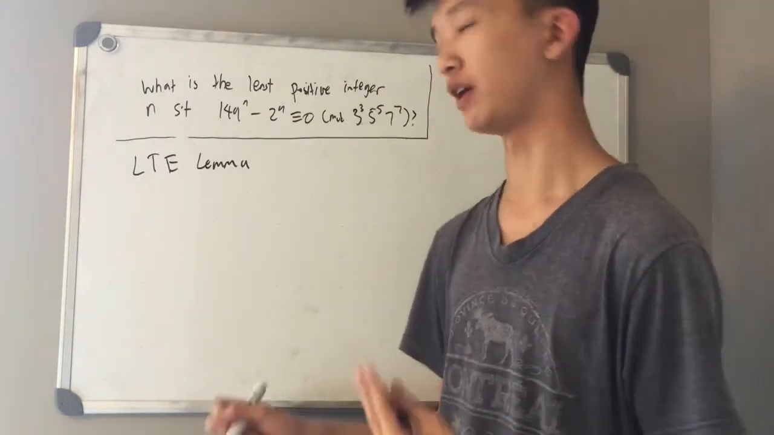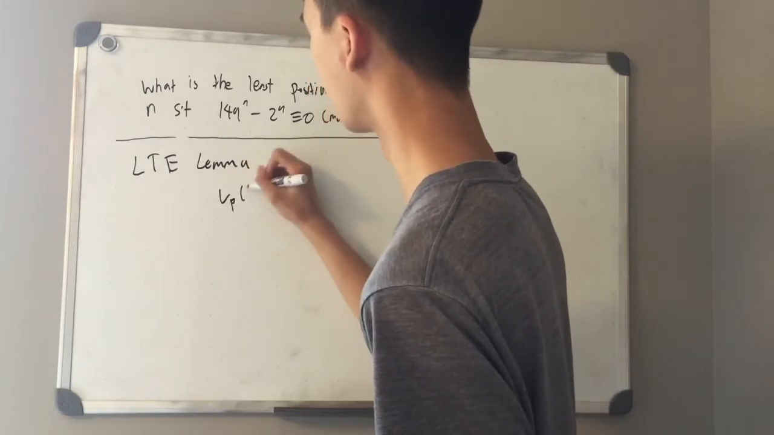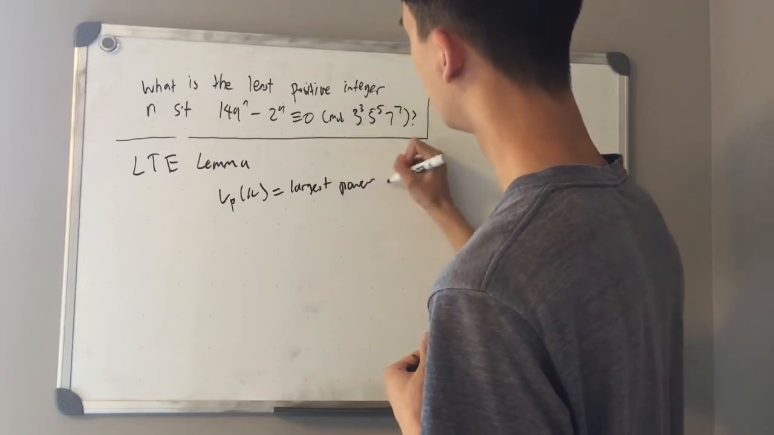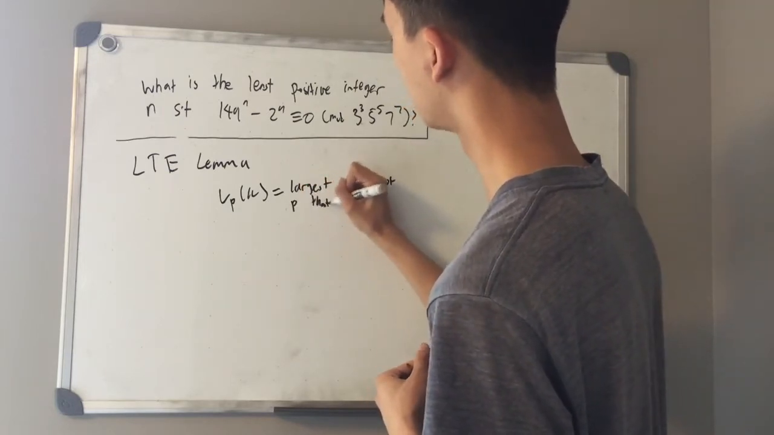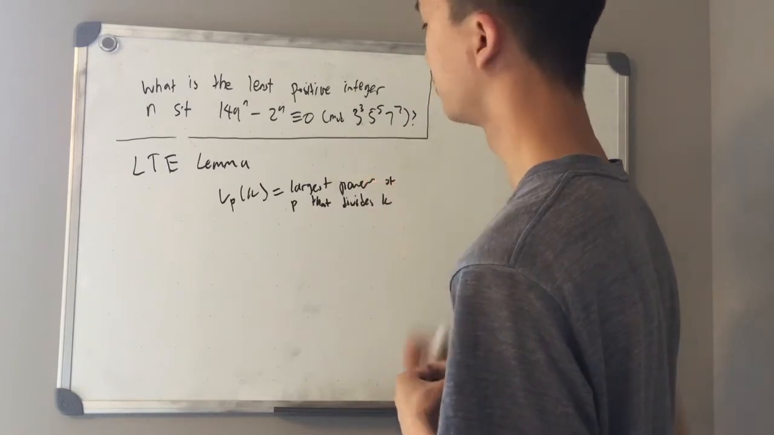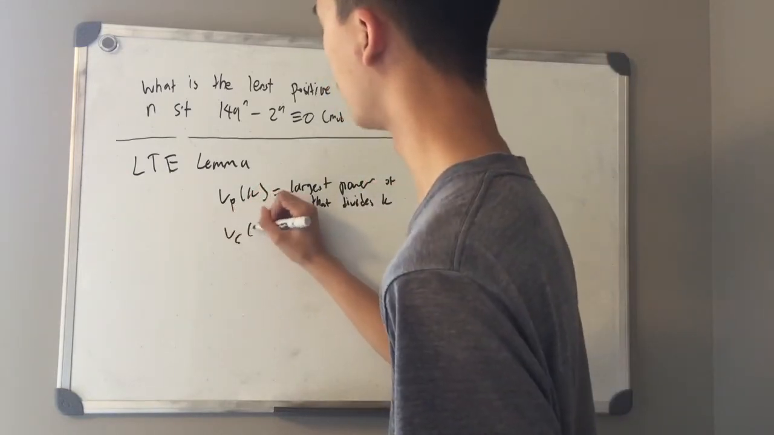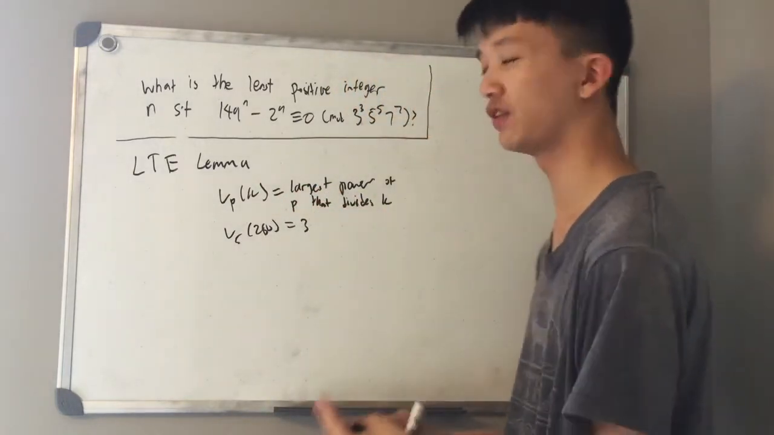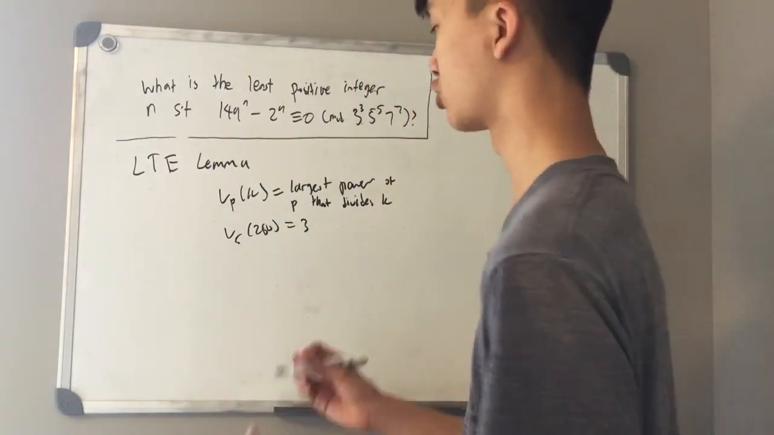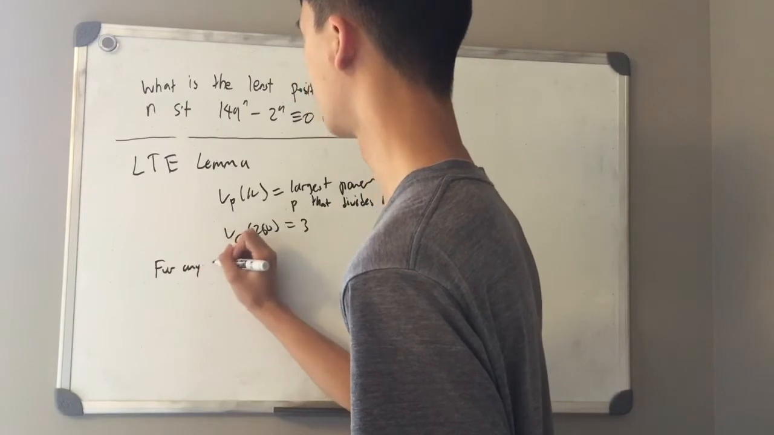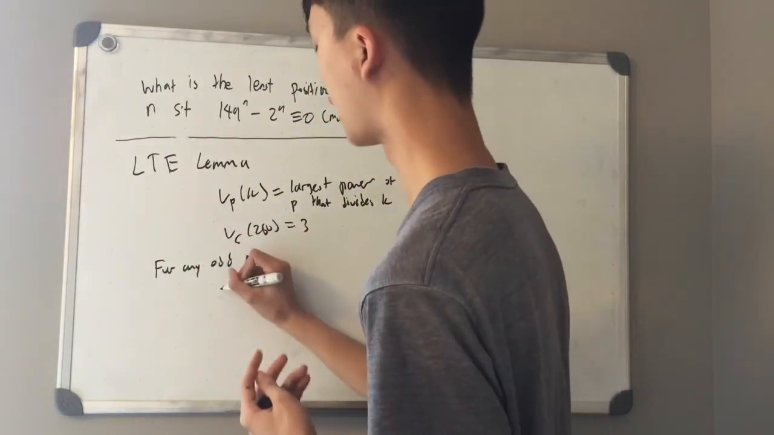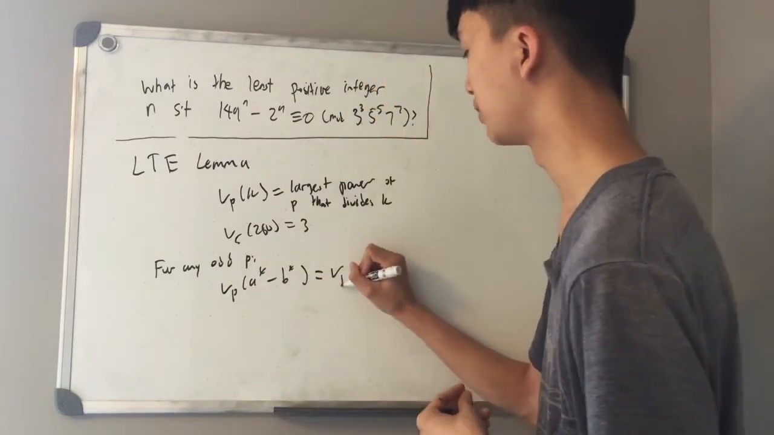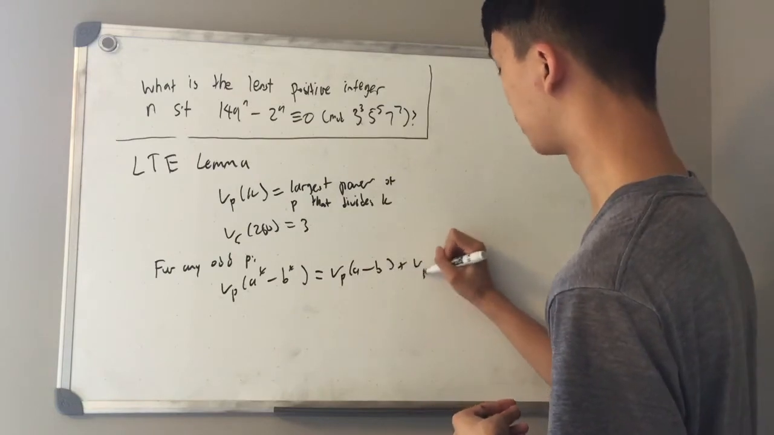So, to start, I'm going to give you a new function. Let Vp of k be equal to the largest power of p that divides k. So for example, V5 of 250 is equal to 3, since 5 to the 3 is the largest power of 5 that divides 250. And so now, using this formula, the following is true. For any odd p, it is true that Vp of a to the x minus b to the x is equal to Vp of a minus b plus Vp of x.